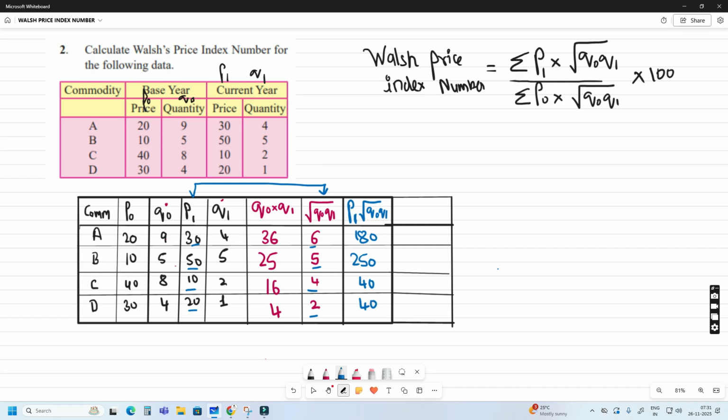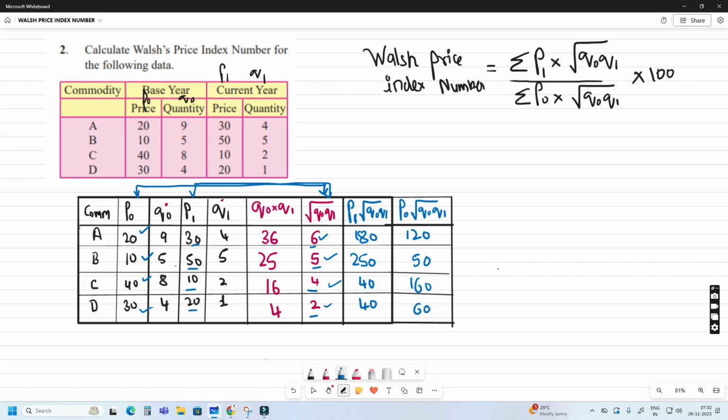Okay, now you need to find out P0 under root of Q0 Q1. तो यहाँ पर P0 is this and multiply by under root of Q0 Q1. So 20 multiplied by 6, 6 2s are 12, so this will be 120. 10 times 5, that will be 50. 40 times 4, so that will be 160. And 30 times 2, that will be 60.